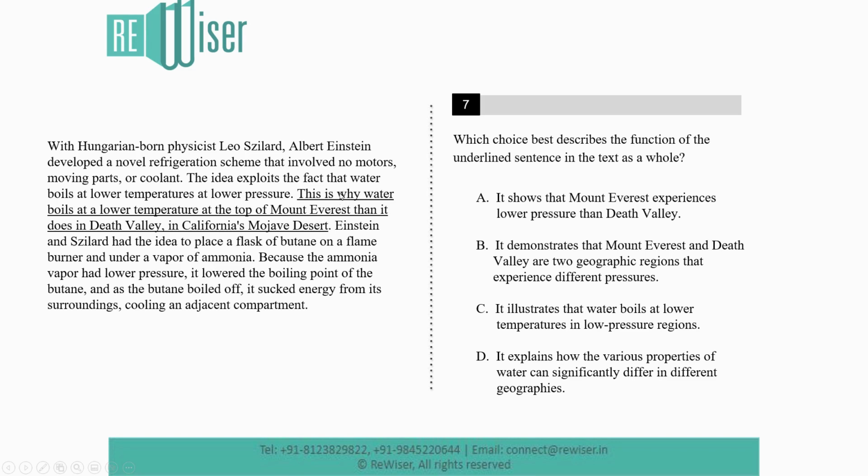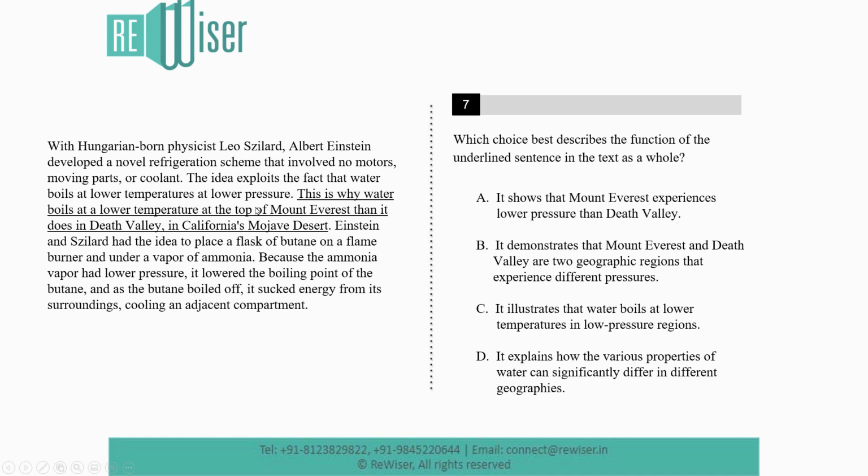The underlined portion tells us that this is the reason why water boils at low temperatures at the top of Mount Everest than it does in Death Valley's California's Mojave Desert, right? So you could clearly see that the underlined portion elaborates or gives us a reason for the fact. It clearly explains the fact there. So the underlined portion clearly explains the fact that water boils at low temperatures and at low pressure.